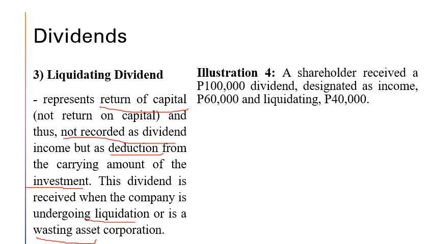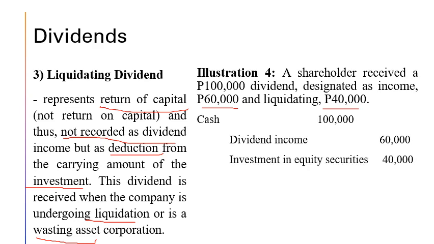Okay, so as an example, you have a shareholder who received a 100,000 dividend designated as income, and you have a liquidating dividend, which is 40,000. So out of the 100,000, you have 60,000 as income and liquidating 40,000. So how do we record this one? So the first 60 is recorded as a dividend income, and the remaining 40 is a deduction from your ownership, so ownership of your investment or investment balance. Okay, so you have investment in equity securities, 40,000.